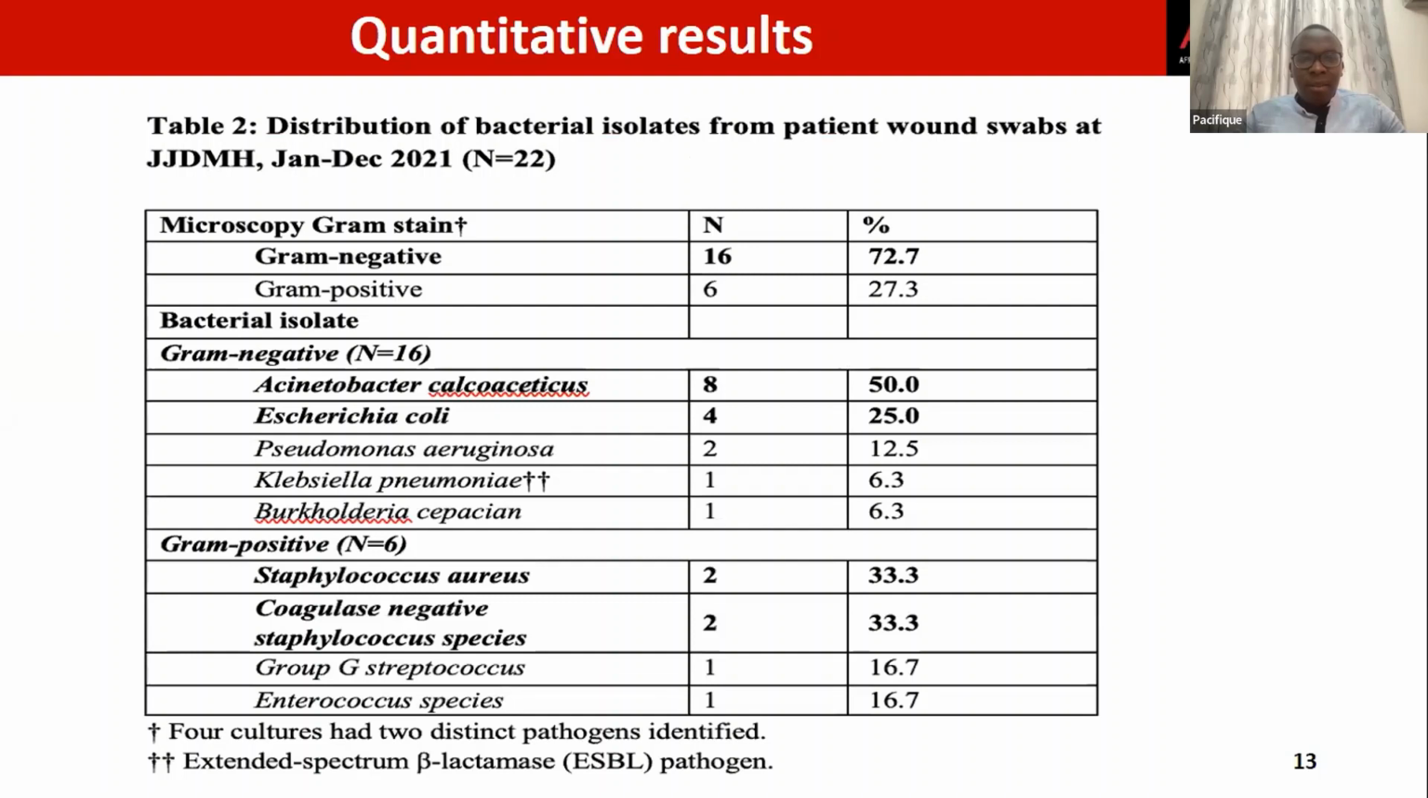We realized that the majority of pathogens we identified were gram negative, and Acinetobacter and E. coli were the most common gram-negative pathogens, while Staphylococcus aureus and coagulase-negative Staphylococcus species were the most common pathogens we identified among gram-positive microorganisms.